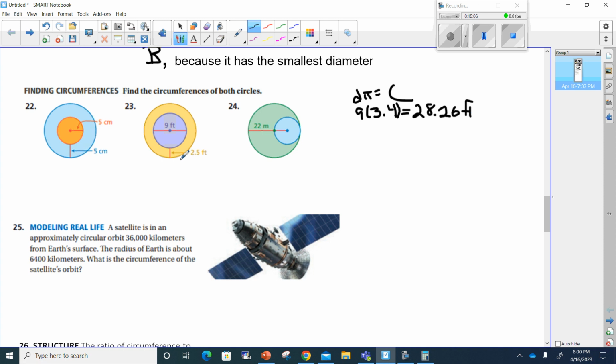All right, now we have to figure out this one here. You might be thinking this is impossible because they gave us 2.5 here. But if this is 2.5, then this is 2.5, and if that's 2.5, then this is 2.5. I know 2.5 plus 2.5 equals 5. So now we have to add 5 to 9 to find the diameter. So this is 5 plus 9, that's 14. So now we have 14 times 3.14.